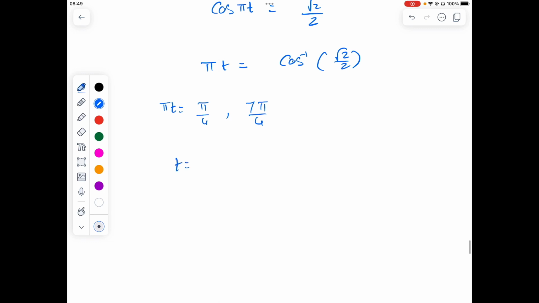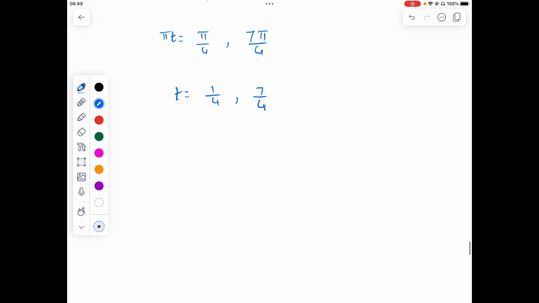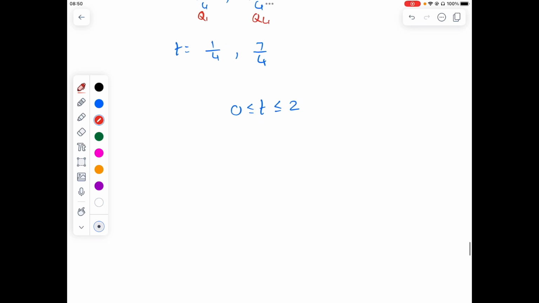So the t value is going to be 1 upon 4 or 7 upon 4. Why am I taking it like that? Because we know that t lies between 0 and 2 seconds. That's why we are taking two different quadrants: this is in quadrant 1 and this is in quadrant 4. So it's going to be at 1 upon 4 and 7 upon 4. What is the difference between them? 7 upon 4 minus 1 upon 4 is 6 upon 4, which is 1.5 seconds.